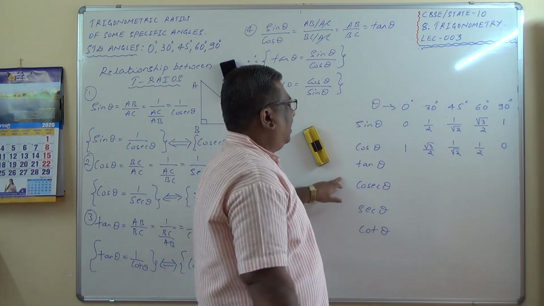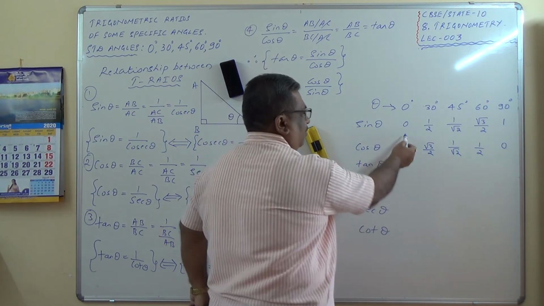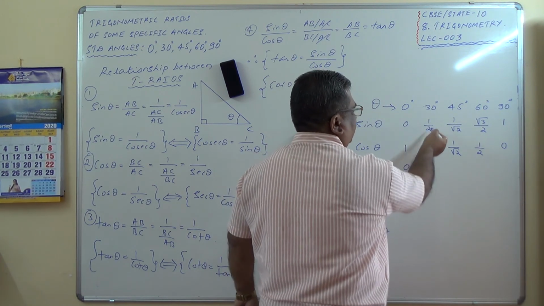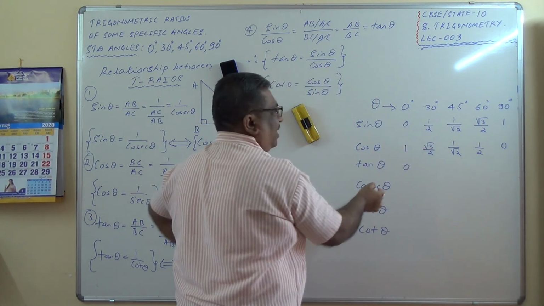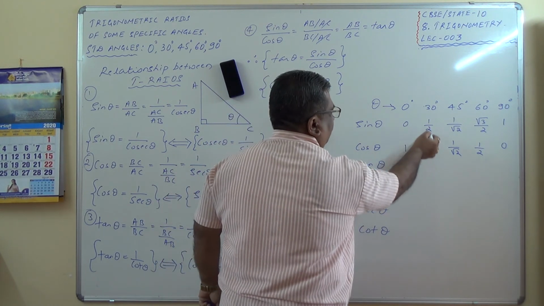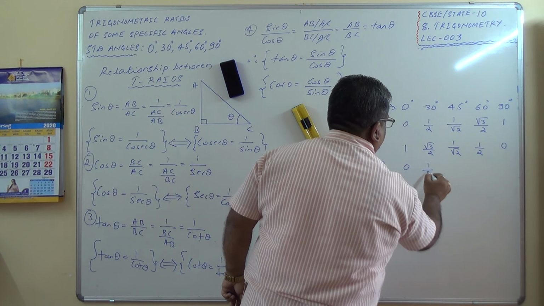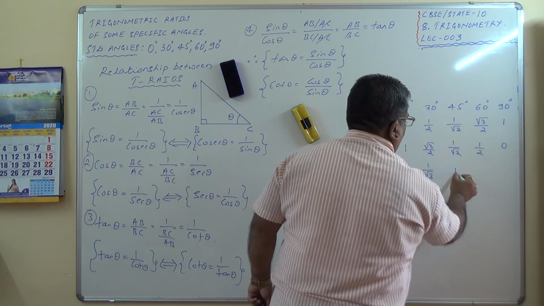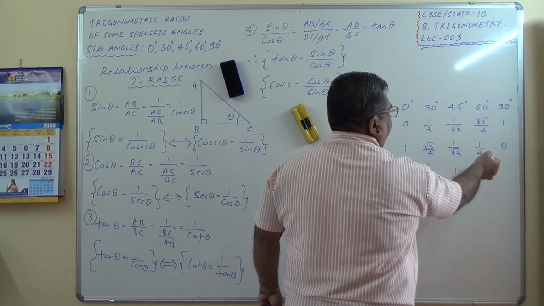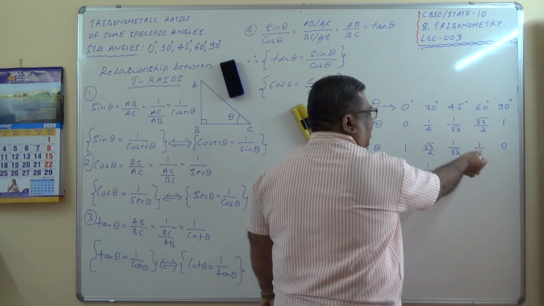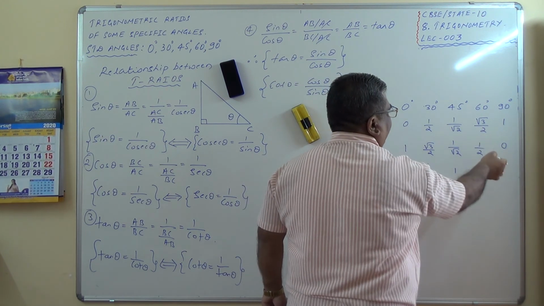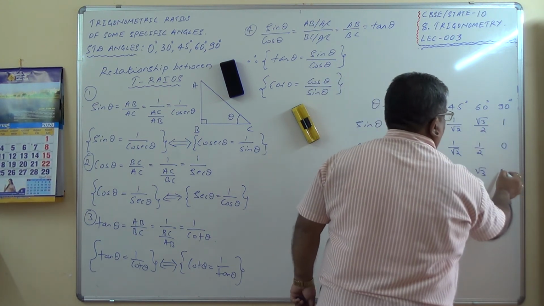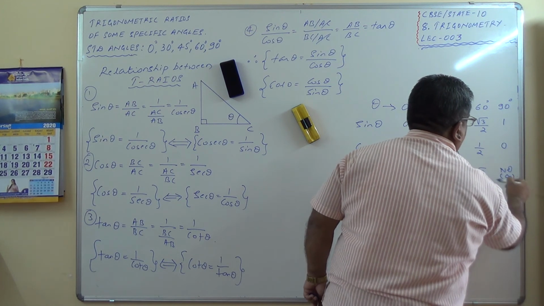Now tan theta. Tan is sin by cos. 0 by 1 is 0, so tan 0 is 0. Then 1 by 2 divided by root 3 by 2, meaning 2 cancels, 1 over root 3. 1 by root 2 divided by 1 by root 2 is 1. Root 3 by 2 divided by 1 by 2, when I say multiplication this will get reversed, so root 3 by 2 into 2 by 1, 2 cancels, root 3. And finally this is 1 by 0, not defined, or this can be infinity also.